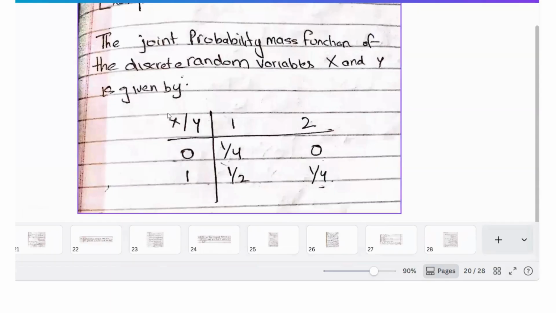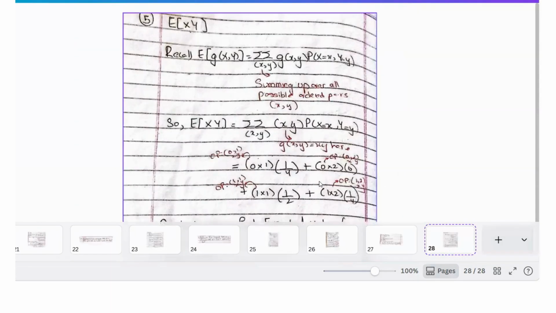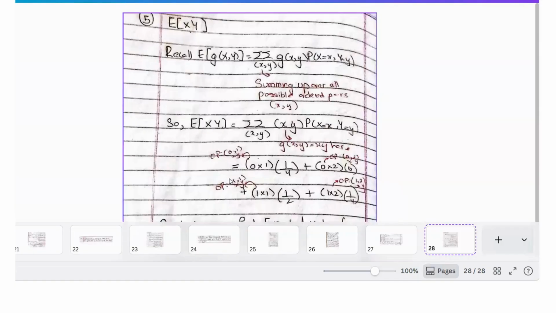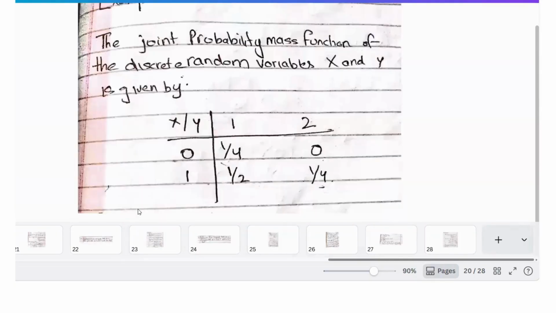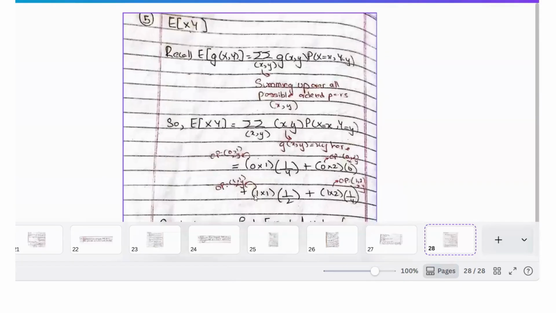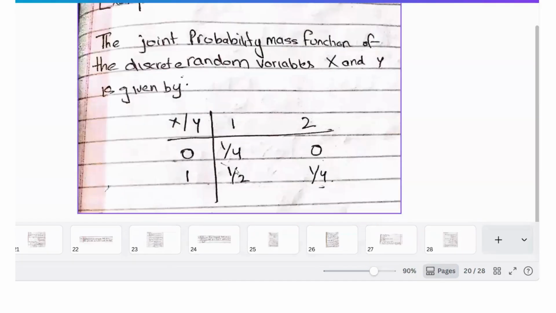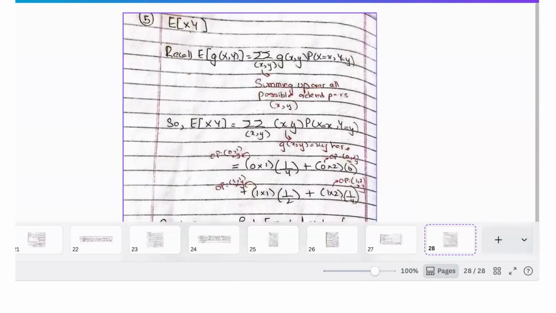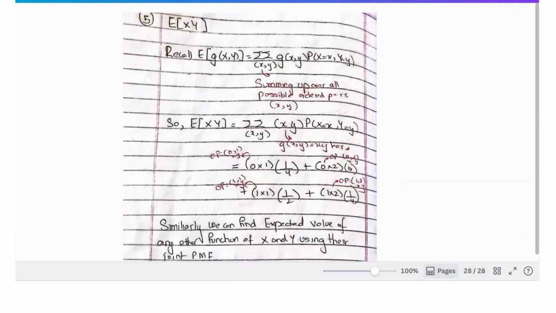The next ordered pair is that x takes a value 0, y takes a value 2, and the probability is 0. So here the x value 0, the y value 2, times the probability 0. The next ordered pair is x takes a value 1, y takes a value 1, and the probability is 1 by 2. So it's just x value 1 times y value 1 times probability 1 by 2. The last ordered pair here is x takes a value 1, y takes a value 2, and the probability is 1 by 4. So it's x value 1 times y value 2 times the probability 1 by 4.